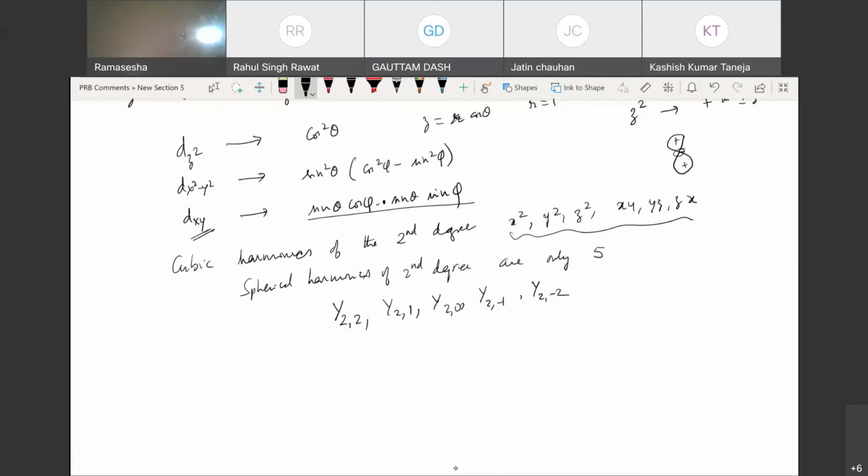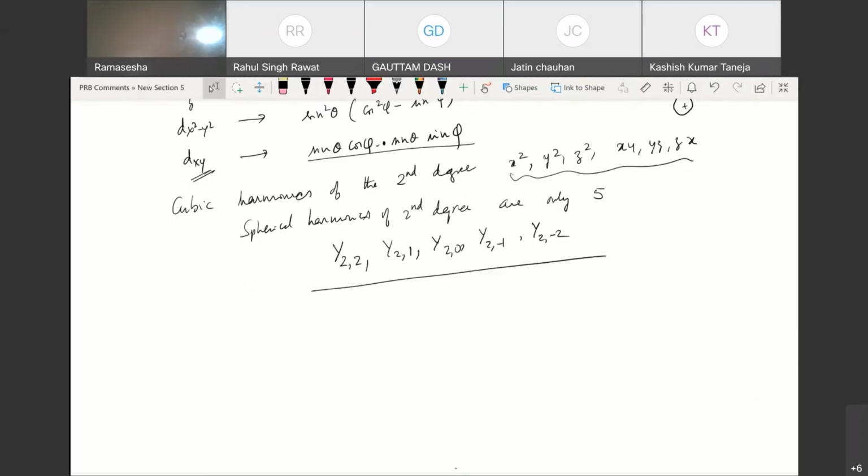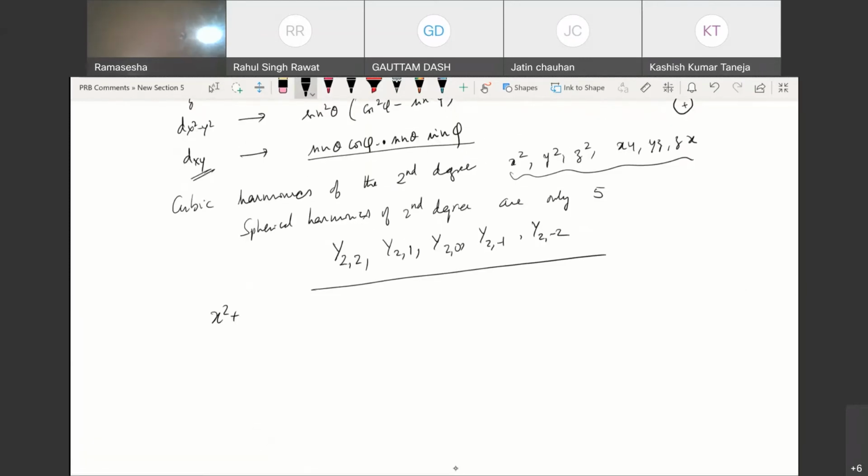And the reason why you have only 5 spherical harmonics is that spherical harmonics are linearly independent. Whereas here there's a condition that specifies all these things for a unit sphere. On a unit sphere, what happens is that x squared plus y squared plus z squared equals 1. So this condition reduces the 6 variables that you have into 5 independent variables. And that's why you only have 5 d orbitals, which are cubic. You don't have 6 corresponding to x squared, y squared, z squared, xy, yz, and zx.